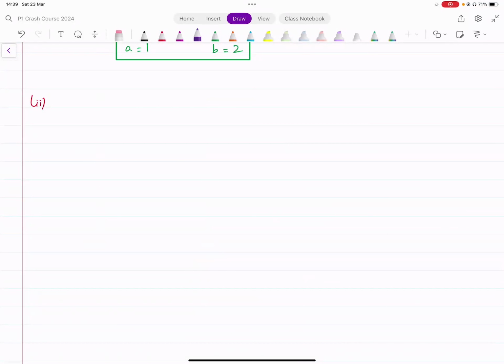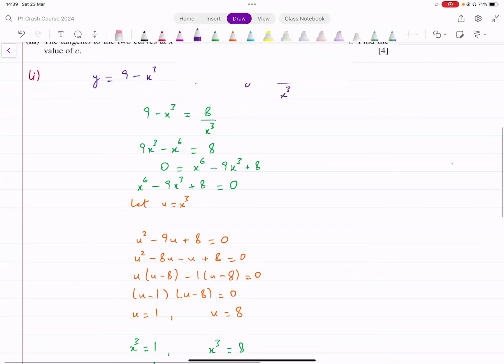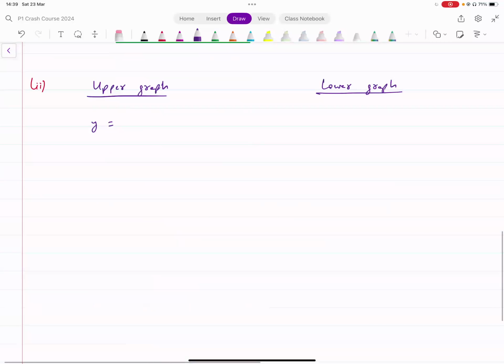Now, let me write that down here. So we have an upper graph and we have a lower graph. And do the working separately, we can say the upper graph has this equation. It's y equals 9 minus x cubed. This is the function for the upper graph.